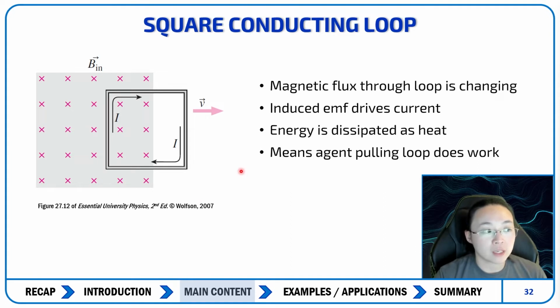The magnetic flux through the loop is going to change because less and less of the magnetic field is going to be enclosed within that loop. The induced EMF is going to drive the current because the magnetic field is changing. The energy itself is going to be dissipated as heat while things move apart from each other. And it means that the agent that's pulling the loop will do the work to cause an induced EMF.